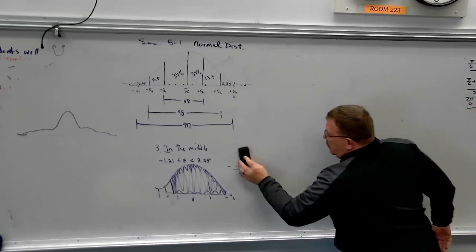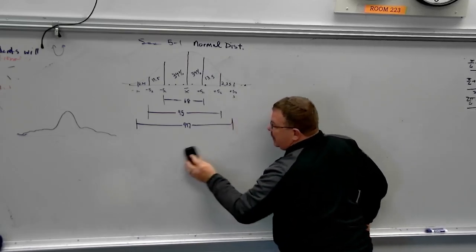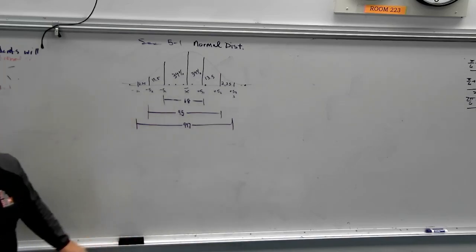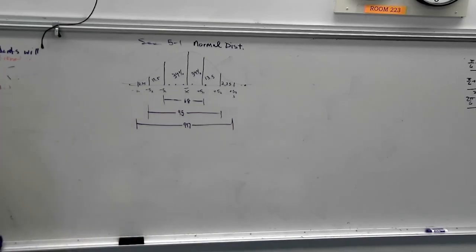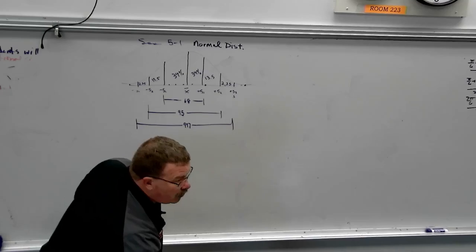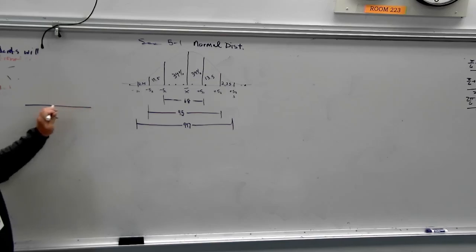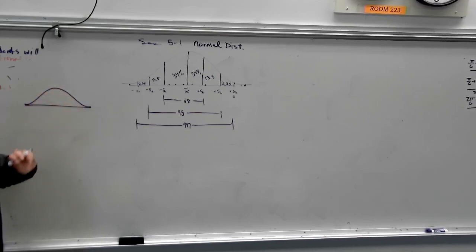Okay, here is what we are doing the rest of the year. Everything that we do is what they're going to call a normal distribution. So when you hear the word normal distribution, that means you are dealing with a perfect bell curve. Everything that we do will be a perfect bell curve.